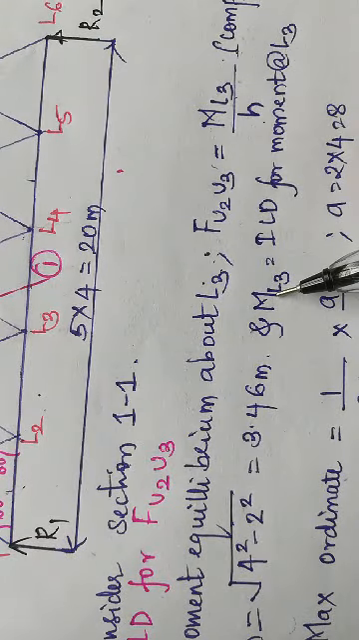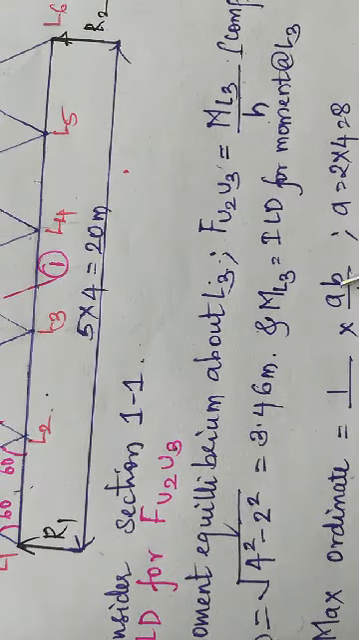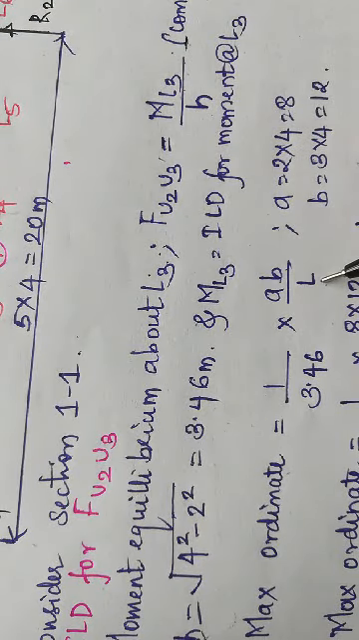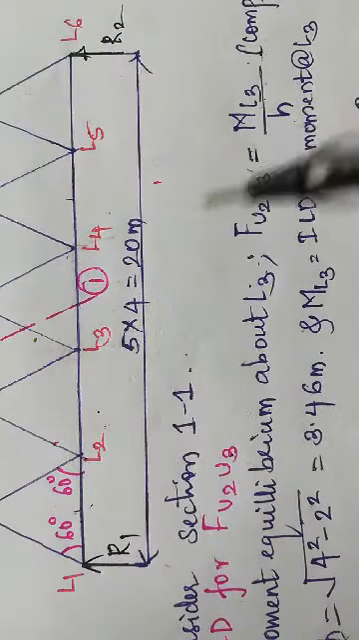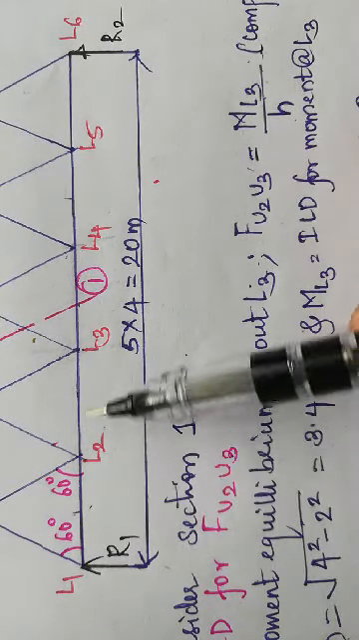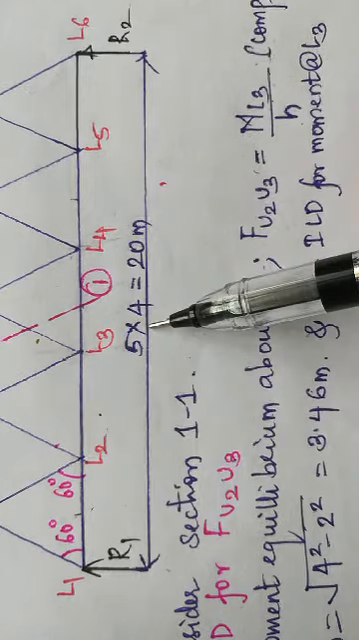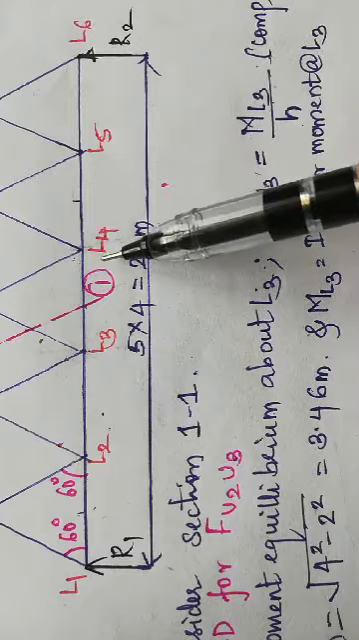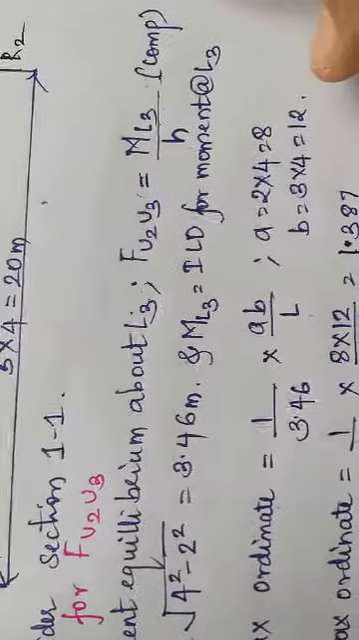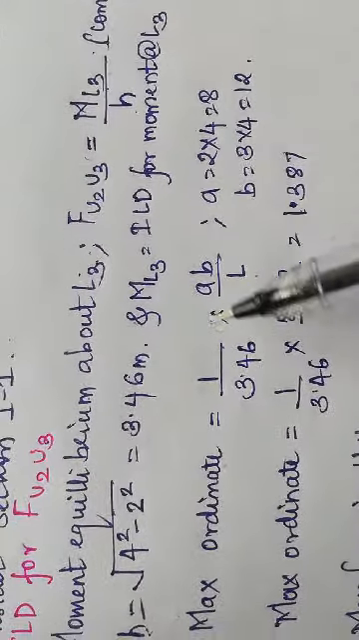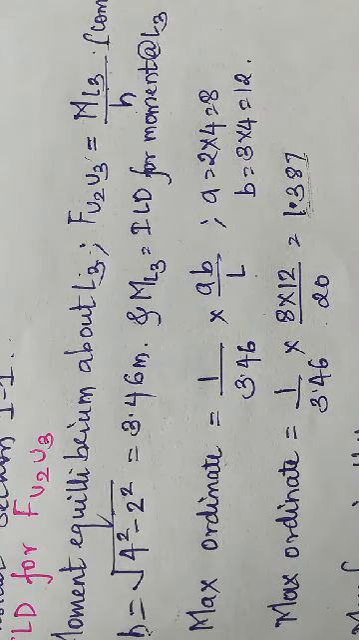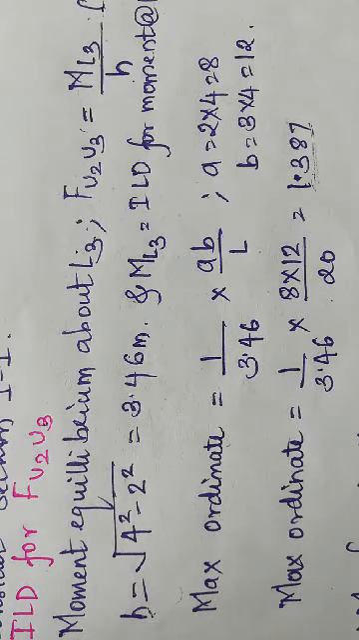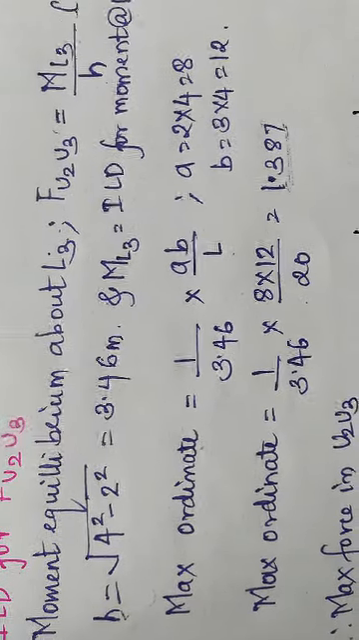Okay, and moment at L3 is given by what? AB divided by L. So substitute in this equation AB divided by L. Since we are calculating for 3, on the left hand side I am having 2 panels of 4 meters, that is 4 twos are 8, and on the right hand side we are having 3 panels, so 3 fours are 12. So this is the value, and the maximum ordinate that we have calculated is 1.387. Now let us draw the influence line diagram for this.